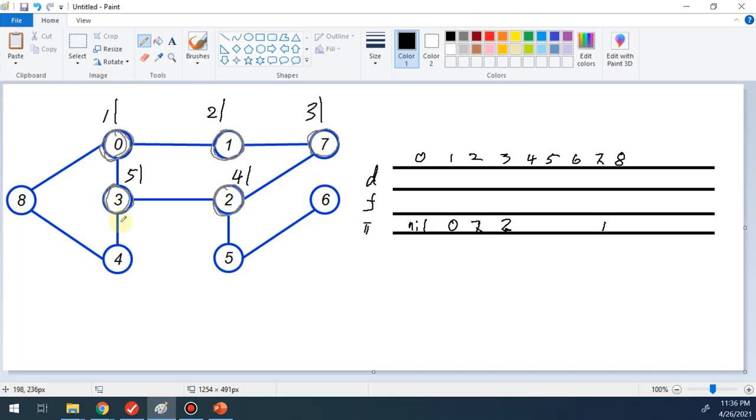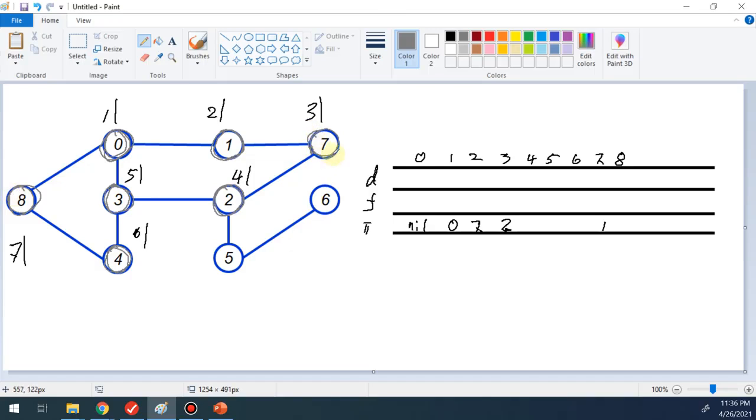And where else do we go? From 3, we can go to 4, so the discovery time will be 6. For 4, let me paint it gray. What's next? The next will be 7, when we visit the node 8. 8 is also gray. Okay, I do want to pause here for now.